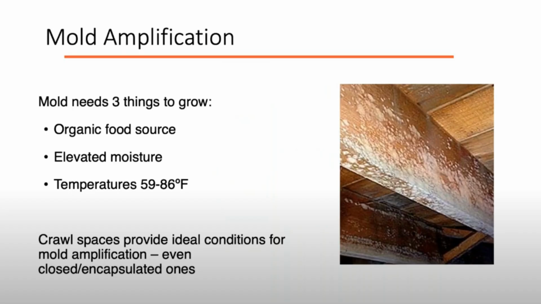When it comes to mold amplification, it's important to note that mold needs 3 things to grow: an organic food source, elevated moisture, and temperatures in the 59 to 86 degree range. Crawl spaces provide ideal conditions for mold amplification, even closed, encapsulated ones. I'm saying this because when a crawl space is enclosed, it can still have that elevated moisture, it can still have those temperatures, and can still have an organic food source. The point being made here is, these closed crawl spaces are still going to be a problem if they're not using something to remove moisture.